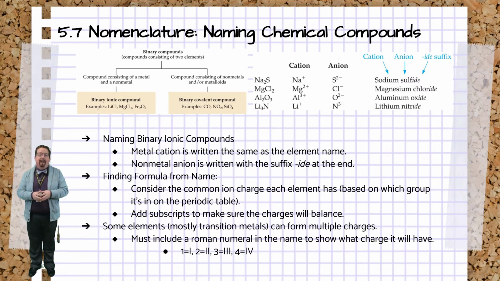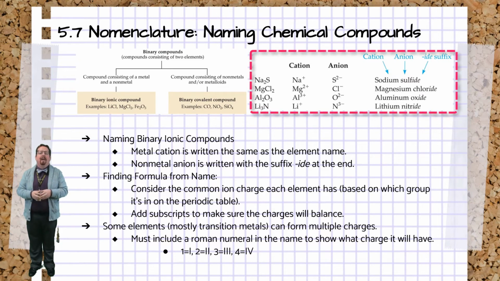For ionic compounds, you write the name of the cation, or the metal, first, just as it is as an element. Then you write the nonmetal, or anion, next, with an "-ide" ending. Here are some examples so you can see how that "-ide" ending is applied. To find the formula from a name, you have to write down the symbols with their charges first, then add subscripts for each element so that you have a total overall charge of 0. Again, you can see this in the examples here.